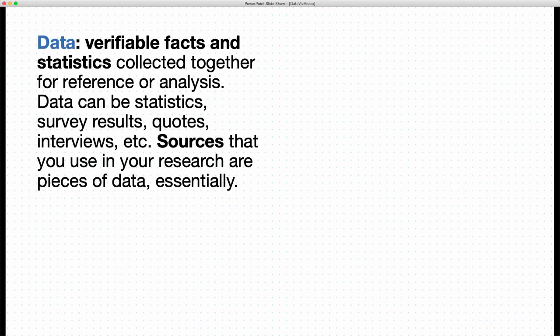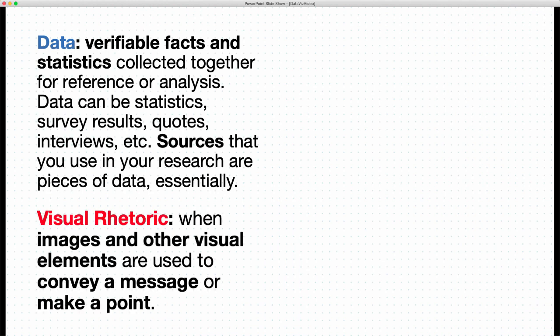So let's talk about the word data visual. It's composed of data and visual. Data are verifiable facts and statistics that are collected together for reference or analysis. Now, data can be statistics, survey results, quotes, interviews, etc. They're basically sources that you use in your research. Sources are pieces of data.